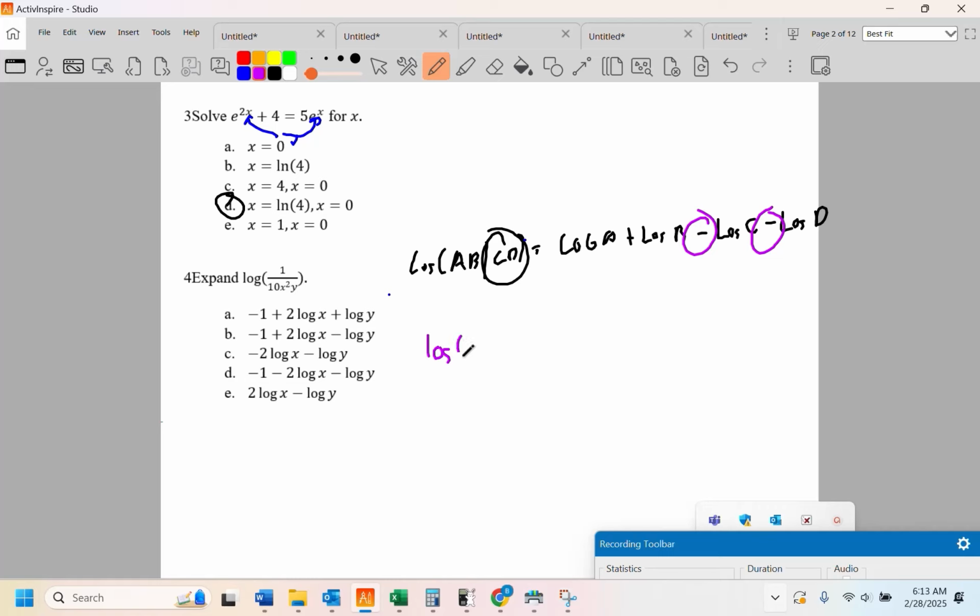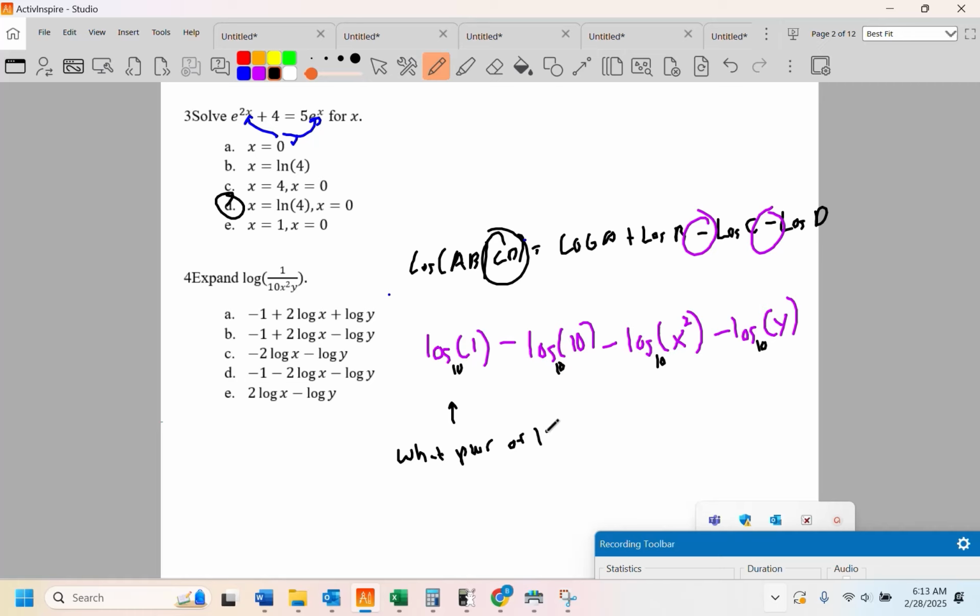I'm going to have a log that contains a 1. Take away a log that contains a 10, because there's 1, 2, 3, 4 parts of this logarithm. Take away a log that contains an x squared, and then take away a log that contains a y. Now, I have asked y'all to memorize things like this, and by the way, this is just log, so it's an understood 10. This is saying what power of 10 equals 1, and the answer to that is 0. That is a 0. If you have a 1 inside a logarithm, it's a 0.